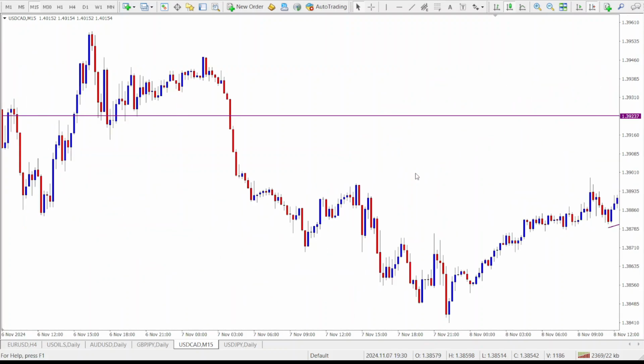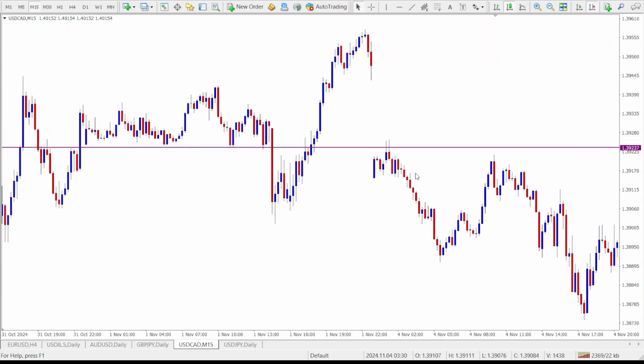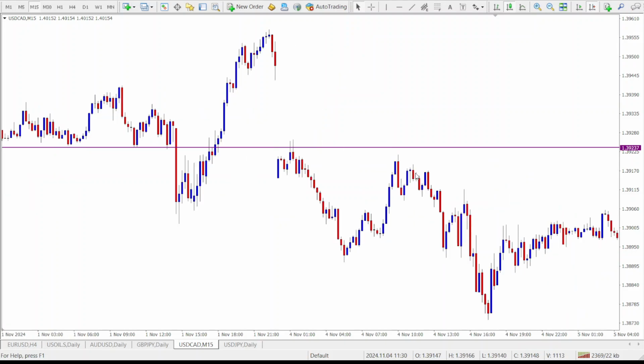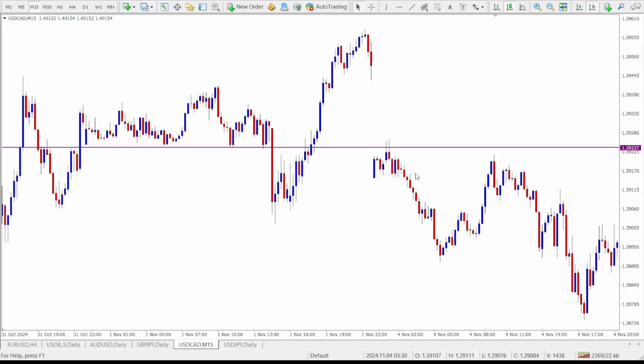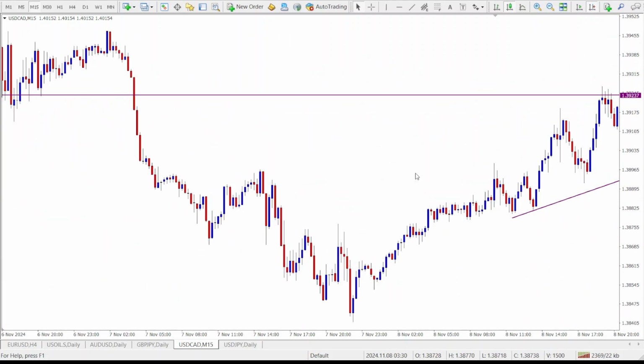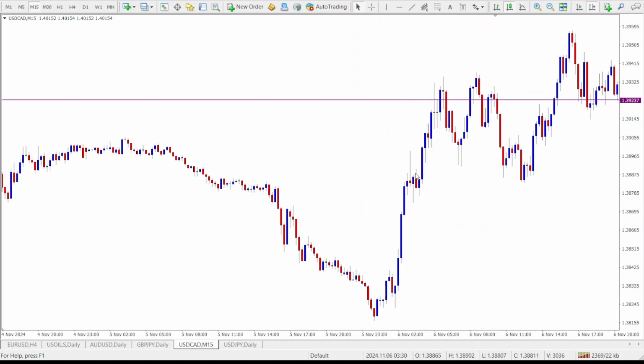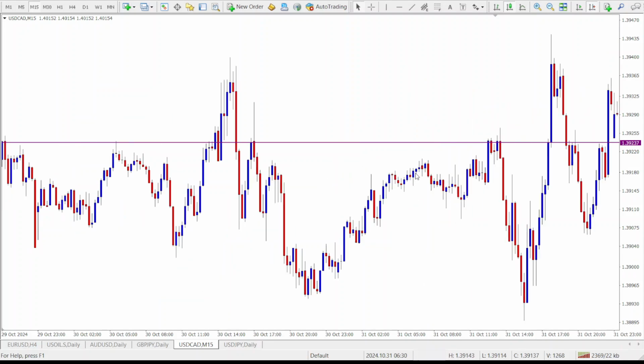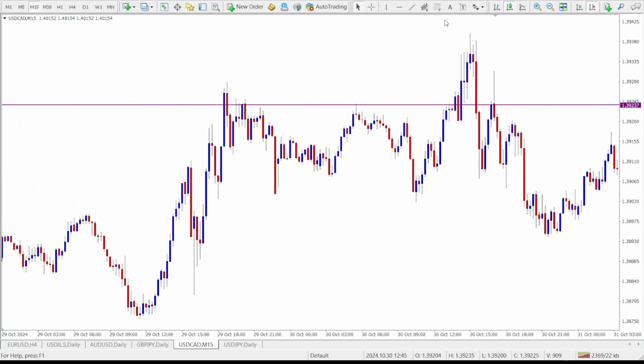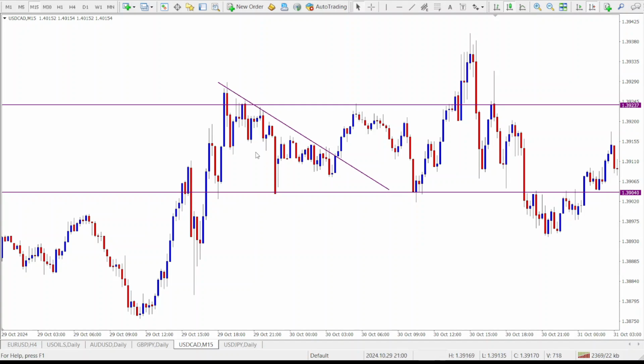Secondly, we have descending triangles. A descending triangle has a flat bottom and a downward sloping top. I think we have one here, within this zone, a flat bottom and downward sloping top. This one is a bearish pattern, indicating that the price may break lower.